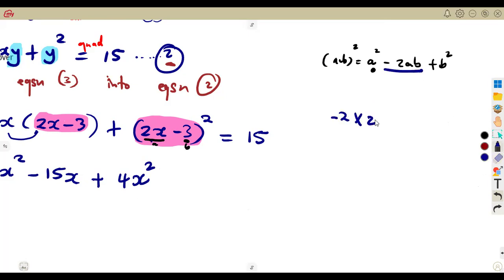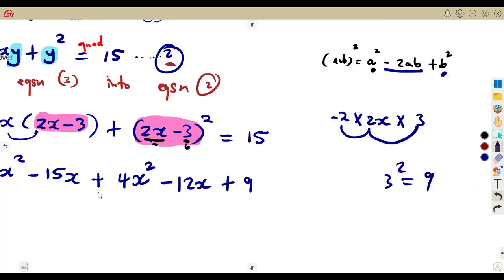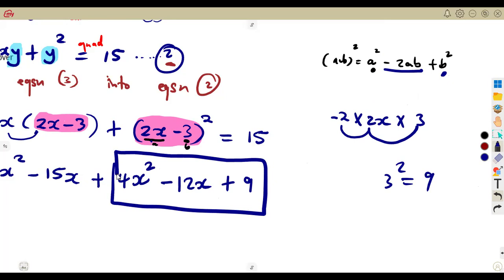Then the middle term is minus. Not the sign, the sign is already presented there. So you just take the number, which is 3. If you multiply minus 2 times 3, it is minus 6, times this 2, that's minus 12. So it gives us minus 12x plus b squared, which is 3 raised to the exponent of 2, that's 9. So it was 4x squared minus 12x plus 9.